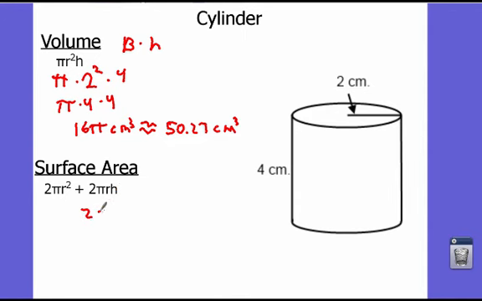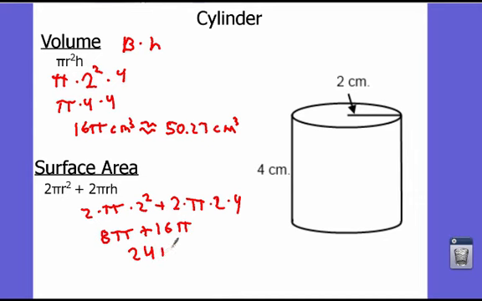So we work this out. We get 2 times pi times 2 squared plus 2 times pi times 2 times 4. Okay, so if we do our multiplication, 2 squared is 4, times 2 is 8, so 8 pi over here. 2 times 2 is 4, times 4 is 16 pi over here. Add them together, 8 plus 16, we get 24 pi centimeters squared, because this is a surface area question.